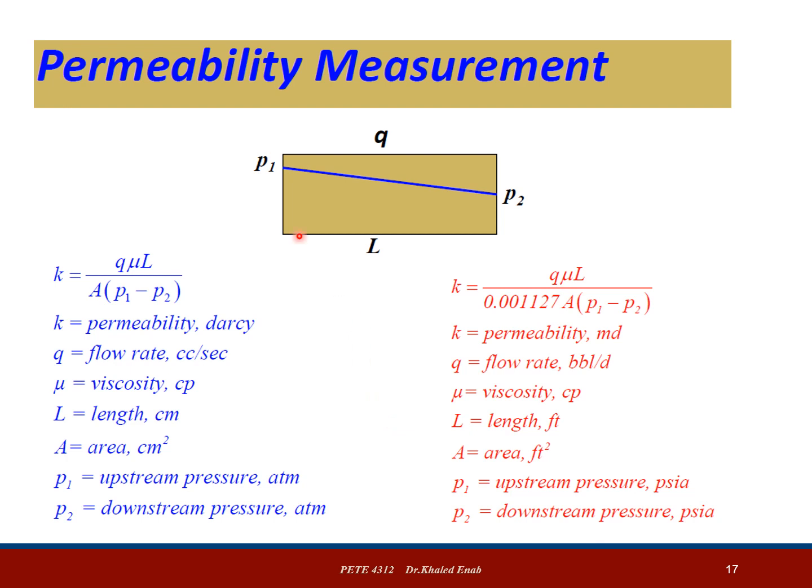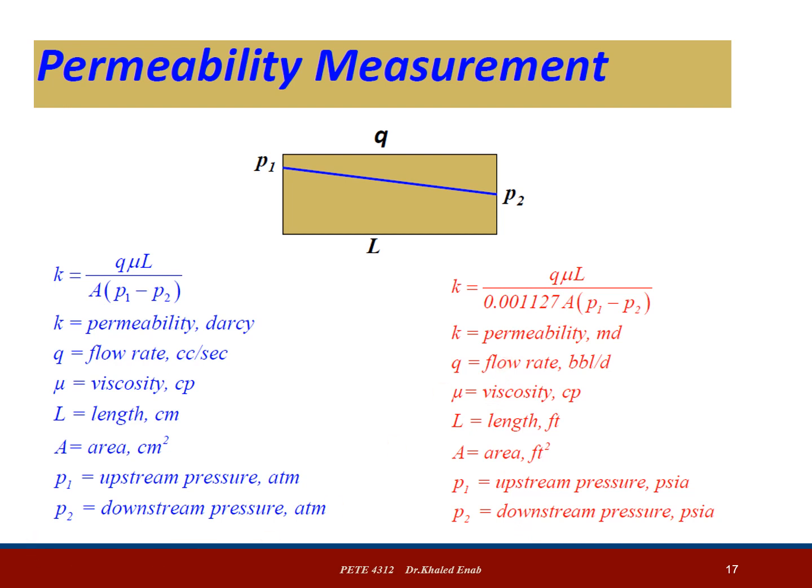Permeability measurements. So here's a simple sketch of Darcy's law, P1 to P2. P1 is higher than P2, and the flow goes from P1 to P2. In the equation, we get the permeability on the left, so it equals the flow rate times viscosity times the length, divided by the area times the differential pressure. And here are the units. If you're using the field units, which we will mostly be using, you'll need this conversion factor.